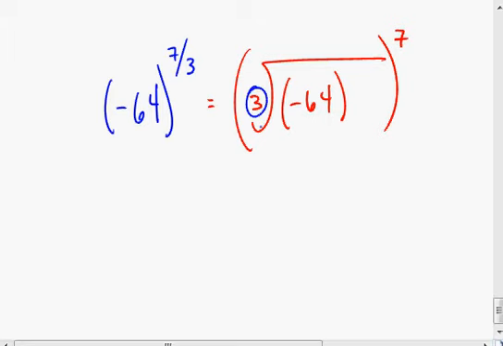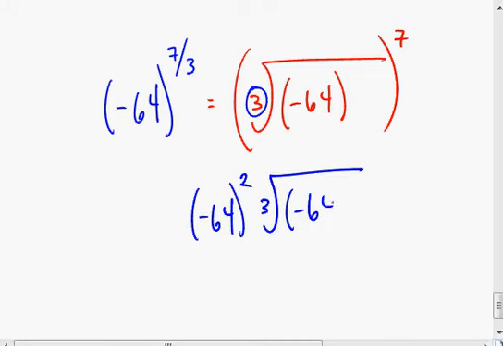We need 3. So we have, how many groups of 3 are in 7? Good, 2. Okay, so we got 2 negative 64s on the outside, and the cubed root of a leftover 64. That's what we have right now. This is what we need. This is what we have.